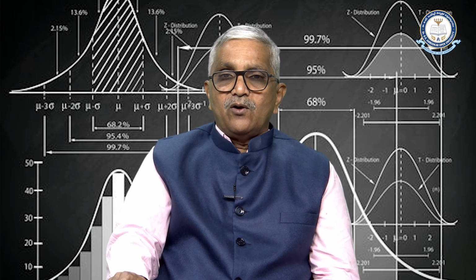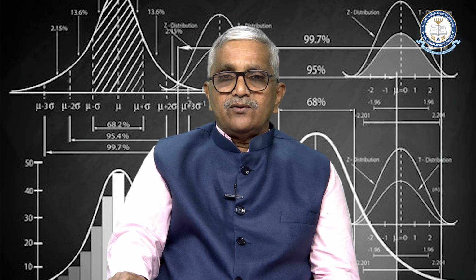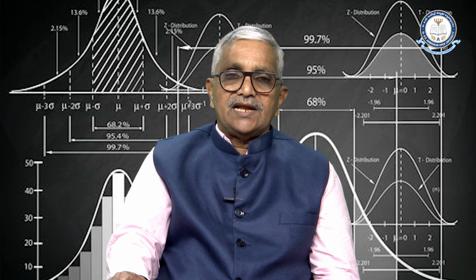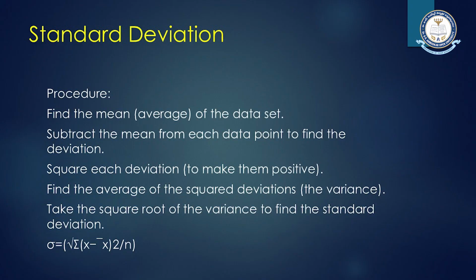So, that means if we do not take the square root of the value, then it is called variance. If we take the square root, then it is called standard deviation. The formula of standard deviation is the square root of sigma x minus x bar, the whole square, divided by n. If we do not take the square root, it is variance, and if we take the square root of it, it is called standard deviation.